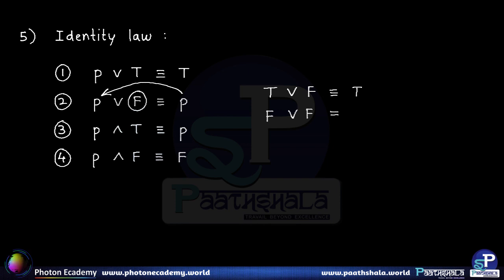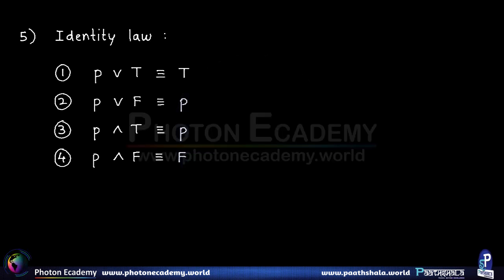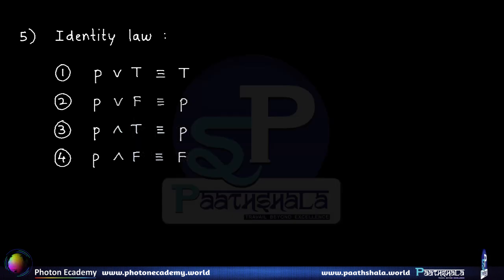Now similarly, we can guess what would be the case for the conjunction. Let's see the third statement, that is if you have P and true, that means in the conjunction one of the elements is true, then the result will follow the other unknown truth value, and this also we can verify from the truth tables easily. Whereas lastly, if one of the truth values is false in conjunction, straight away the answer is false. That's the identity law.